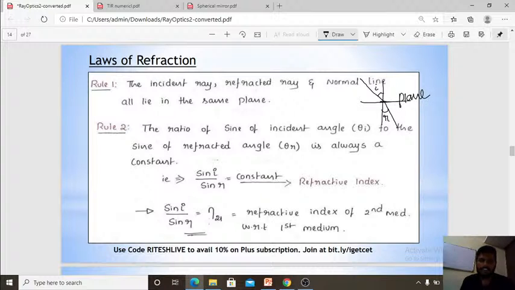Okay, done. Next rule: the ratio of the sine of the incident angle theta I to the sine of the refracted angle theta R is always a constant. You need to keep it in mind: sine I over sine R is constant. That is nothing but the refractive index, a very important term in refraction. Sine I over sine R is eta. That is the second rule, a concept.